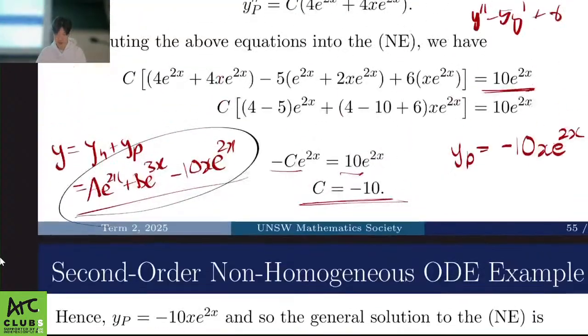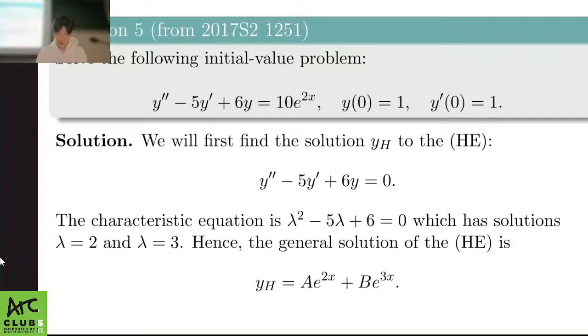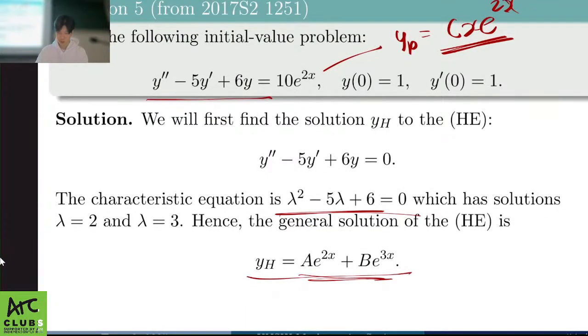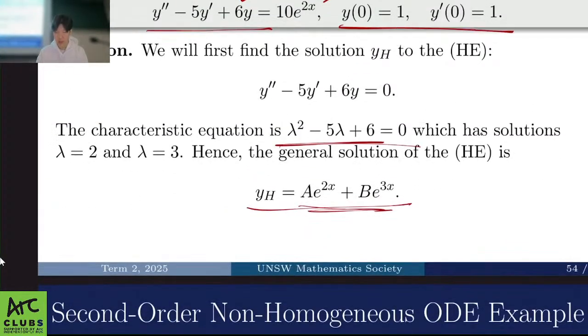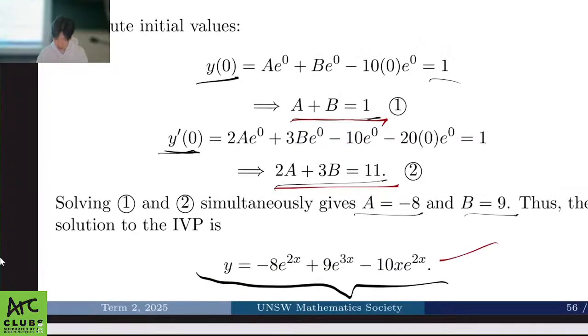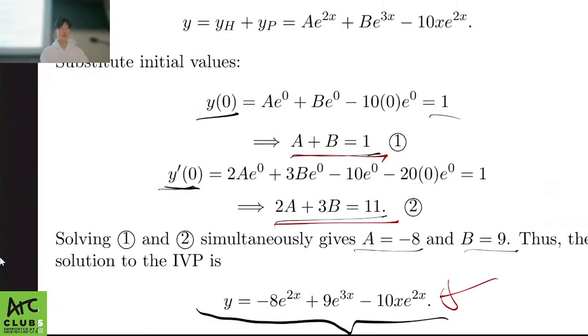IVP, initial value problem. So the general gist was, we make the characteristic equation first, we get the homogeneous solution, we make a guess to what the particular solution is going to be, and it has to be in a different form to a homogeneous solution. We put the particular solution back, we find this constant here, and then we substitute our initial values in to find a and b. And that gives our final answer. Is that all good?